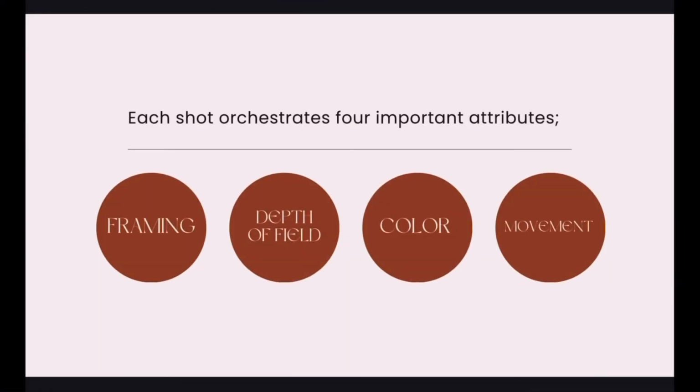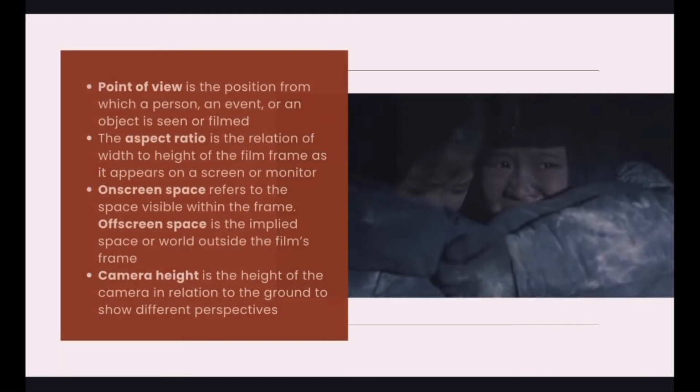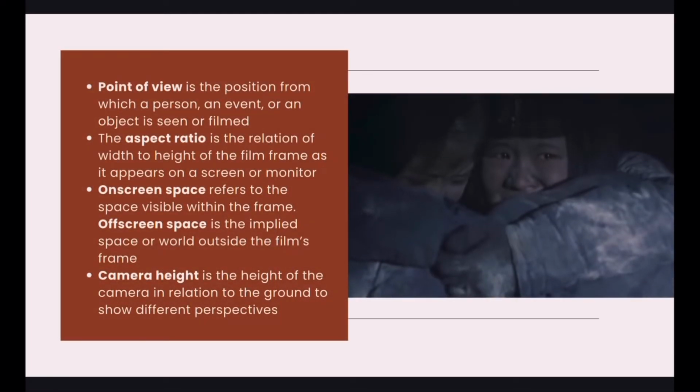Each shot orchestrates four important attributes. Framing, which refers to everything seen within the frame of a shot, including actors, sets, props, etc. Depth of field, which refers to things such as camera angle, camera distance, etc. Color, which we saw earlier with Technicolor. And movement, which refers to camera movement. Point of view is the position from which a person, an event, or an object is seen or filmed. Here's an example of a point of view shot from Flowers of War.